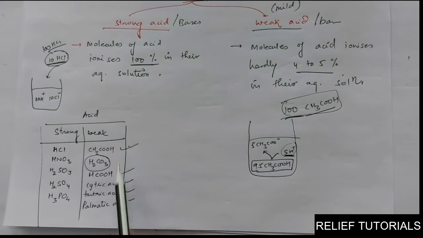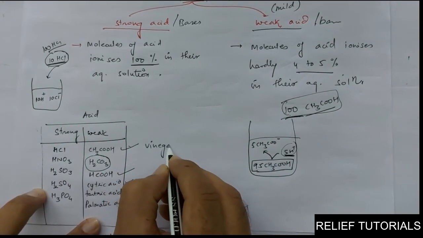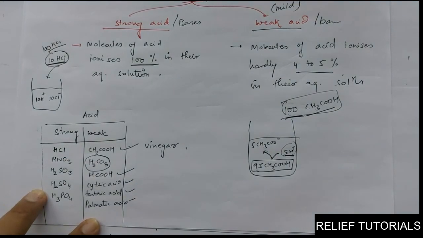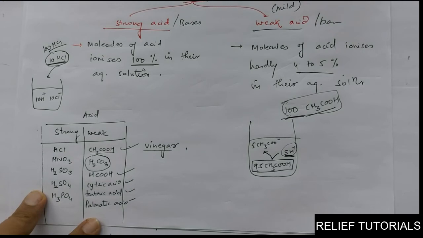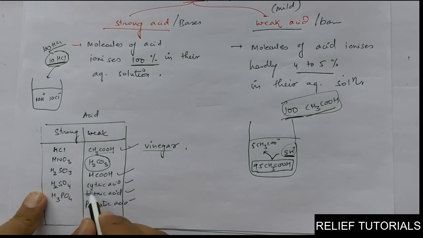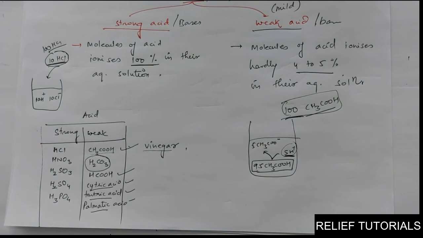If you remember the vinegar, acetic acid is present in vinegar which we eat with Chinese bhel and so on. Citric acid, tartaric acid, palmitic acid, and a number of other acids, fatty acids, are the acids present in our foodstuff. So these are all weak acids and these are the strong acids.